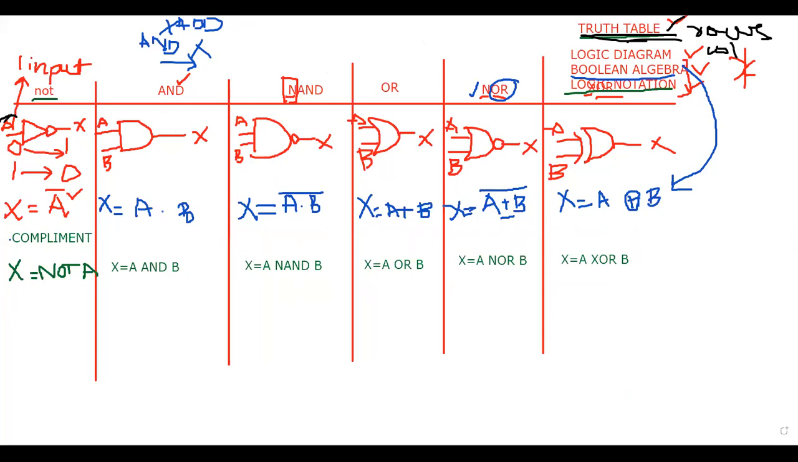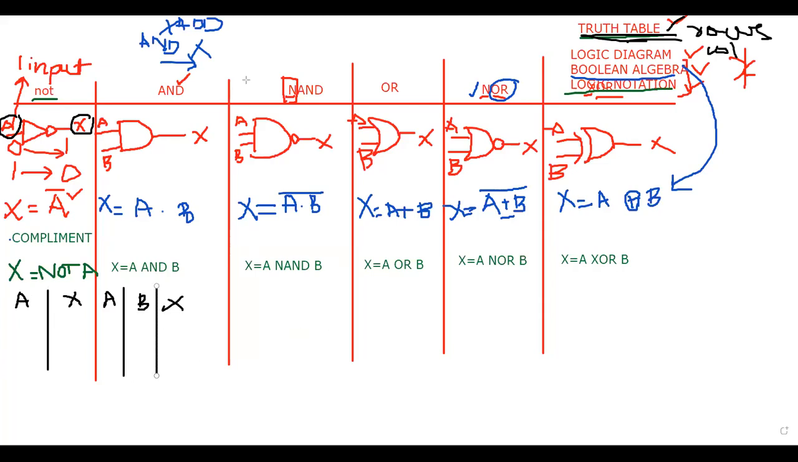So now see, what are the inputs? A, and what is the output? X. So these two decide how many columns there would be. The input and the output will decide how many columns. Now in this case, A, B, and X. Clear?